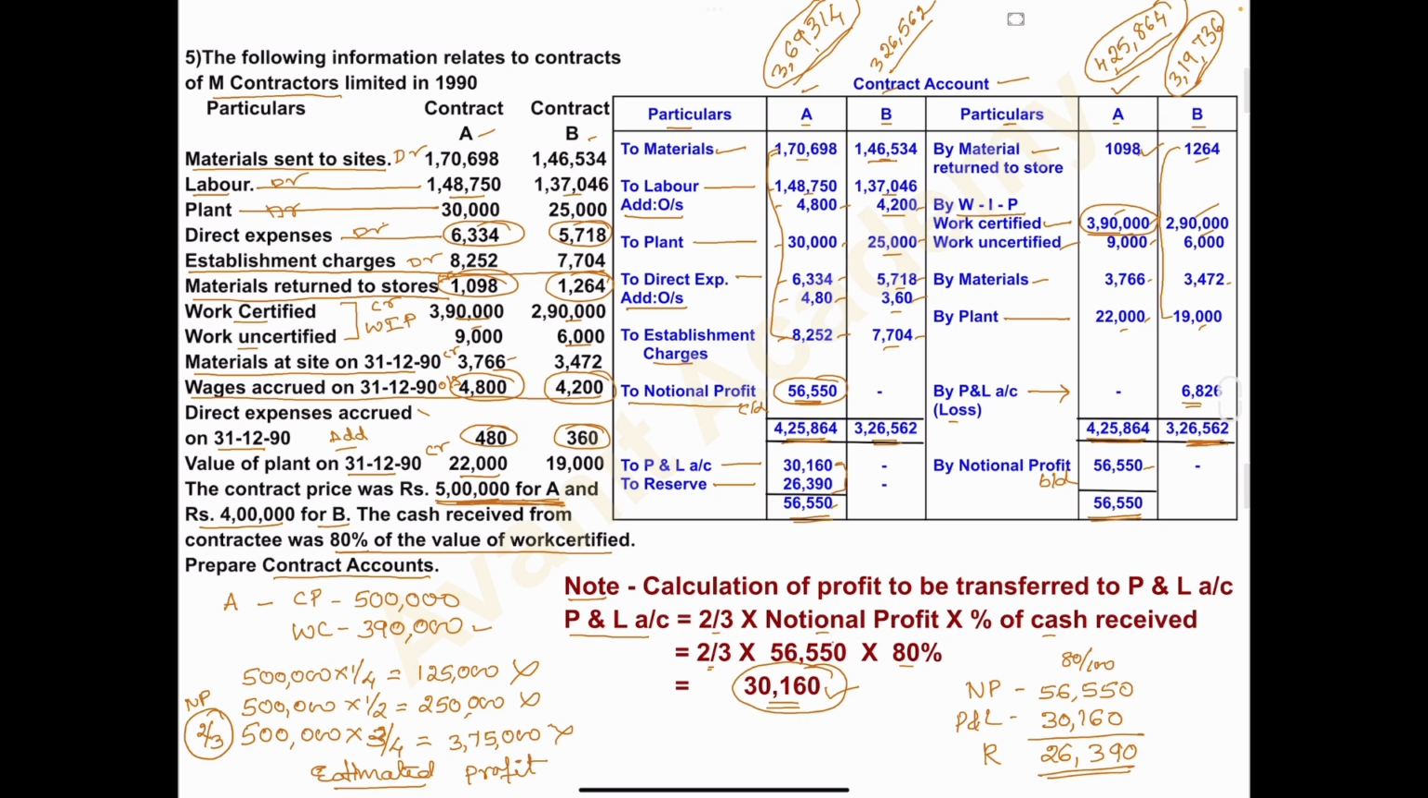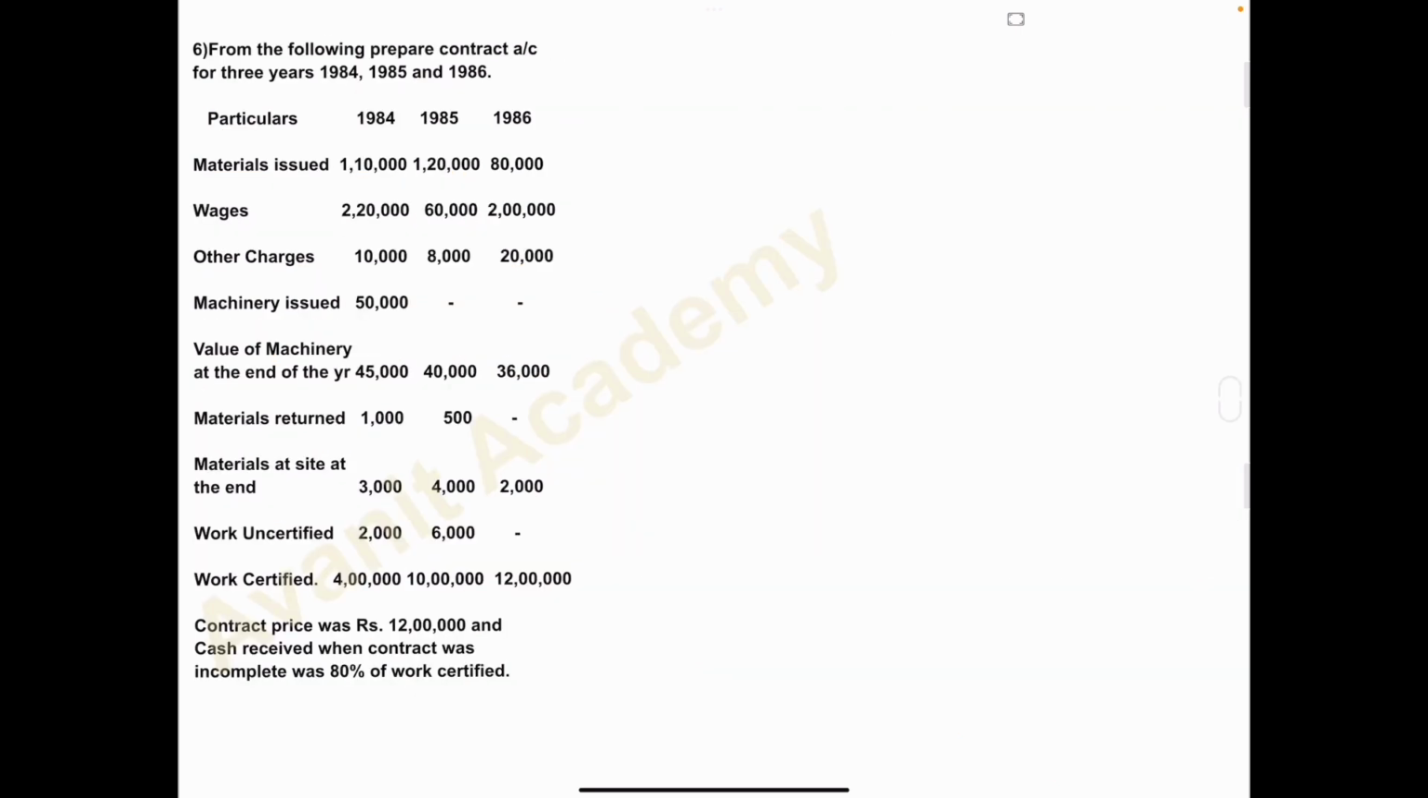So in contract A we got profit, that is 56,550, and in contract B we have got loss, that is 6,826. Hope you got the solution.